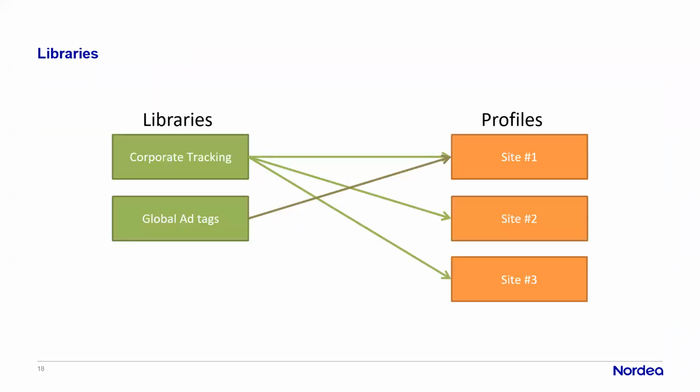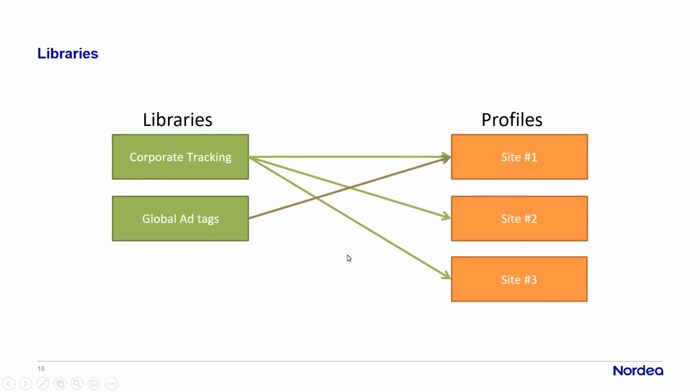But if we then skip to libraries, as I mentioned, libraries are the same as profiles, but they can be inherited by profiles. So in this example, we have profiles for 3 different websites, 1, 2, and 3, and we have 2 libraries. The first one called corporate tracking. That could be the tracking that corporate demands that we have on all our websites. That one is, I can see the color is a bit bad, but that is then included by profile for site 1, 2, and 3. So all of them, these 3 arrows.